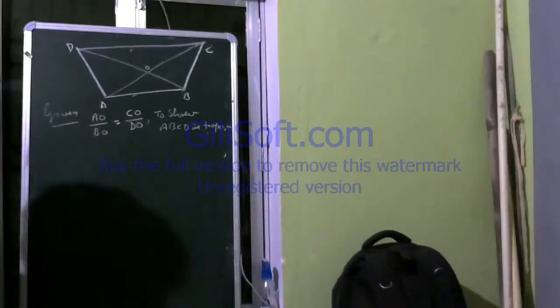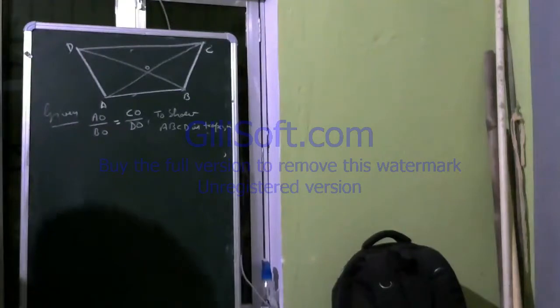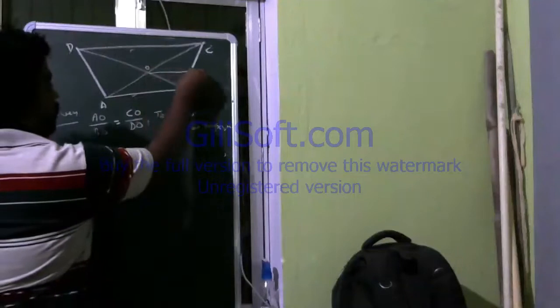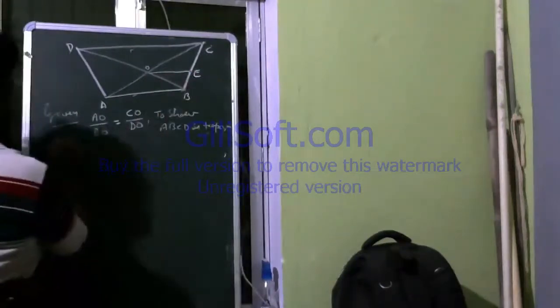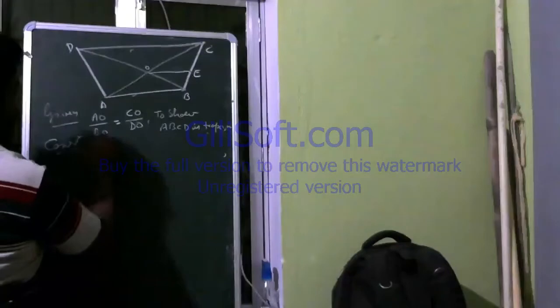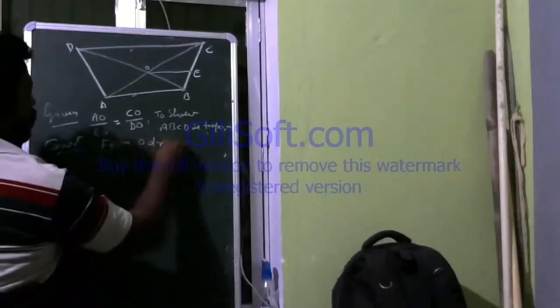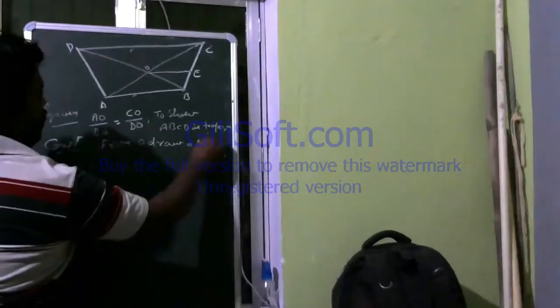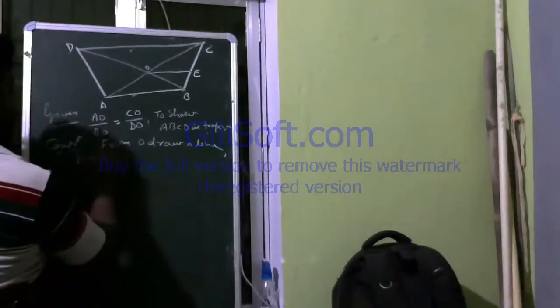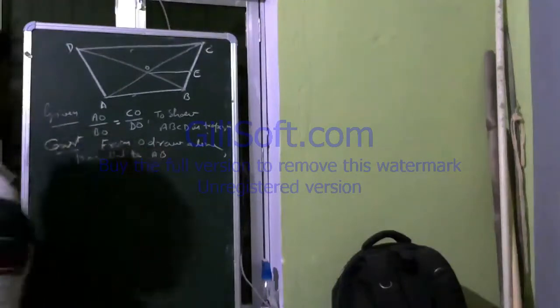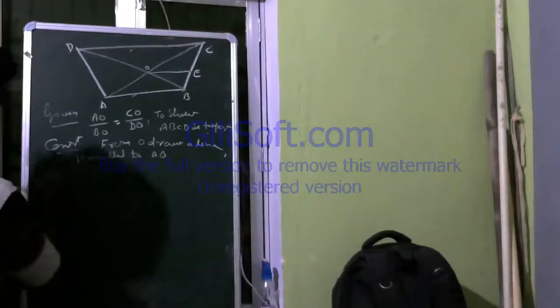Okay, for this we have to make some construction, and this construction is: from point O, draw a line parallel to AB. Look here, this is our construction. From O, draw a line parallel to AB. Next, proof.